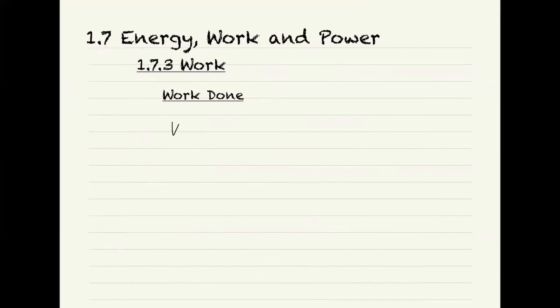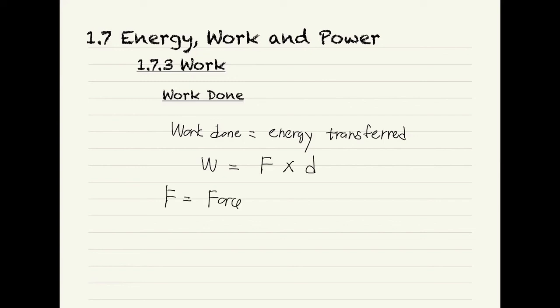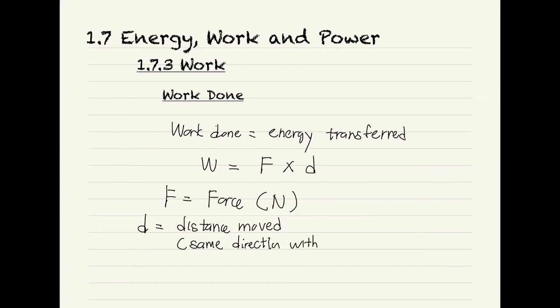Work done will be equivalent to energy transfer. W equal to F times d. F is force with the unit Newton. d is distance moved, and this one must be in the same direction as the force. Unit is meter. W is work done with unit joules.